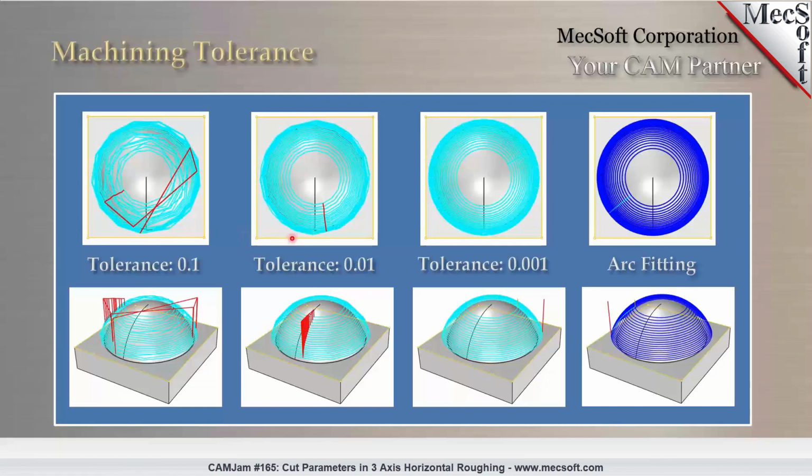Now, to illustrate this, I'm going to go ahead and switch back to our slide in here. And you can see the effect of machining tolerance. So a tolerance of 0.1 versus 0.01 and so on. So basically, the slacker the tolerance, you'll have fewer chord segments. Tighter, it'll make it more number of chord segments, and you can also fit arcs to the toolpaths by defining these arc fitting tolerances in the advanced cut parameters tab.